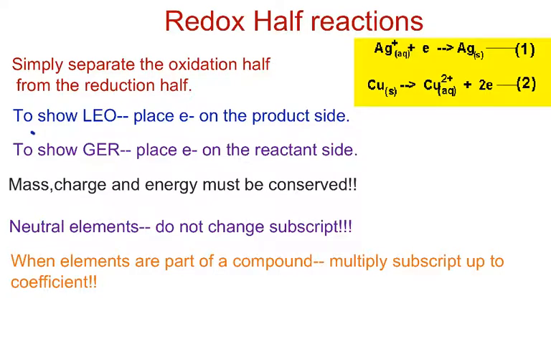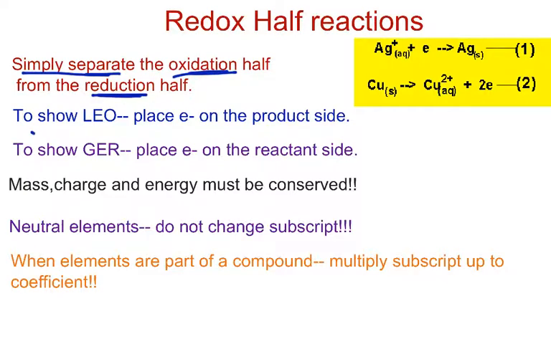Once you can assign oxidation numbers, you can figure out who got oxidized and who got reduced. Once you can figure that out, you can figure out agents, and once you can figure out those things, you can do half reactions. All we're doing in half reactions is simply separating the oxidation half from the reduction half.